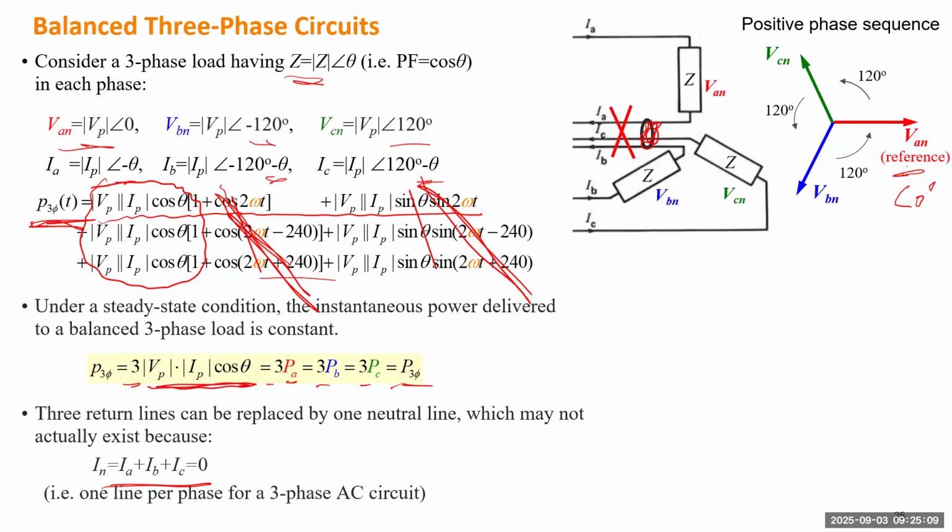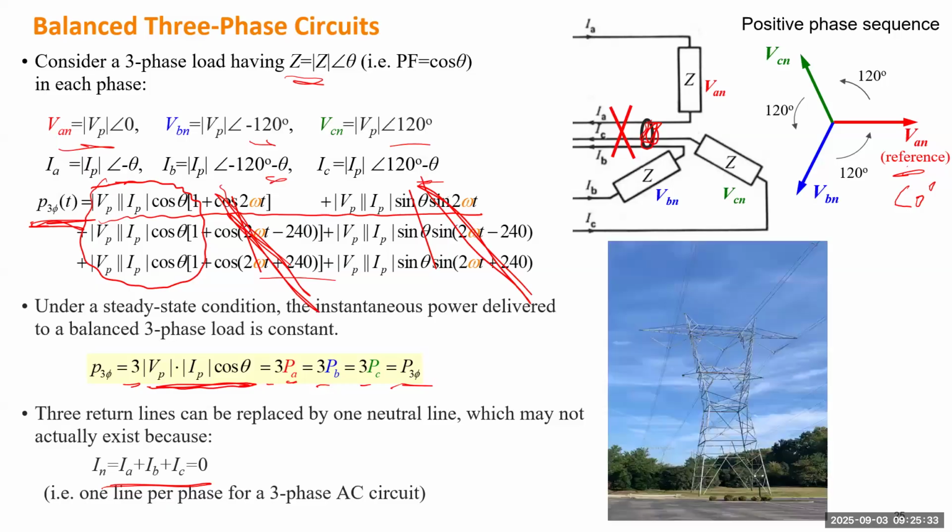Which means if we use the AC source to power a balanced AC three-phase load, we don't need the four transmission lines. We don't need the six transmission lines, and we don't need the four transmission lines either. We only need the three transmission lines, which is very efficient. Just one line for each load.